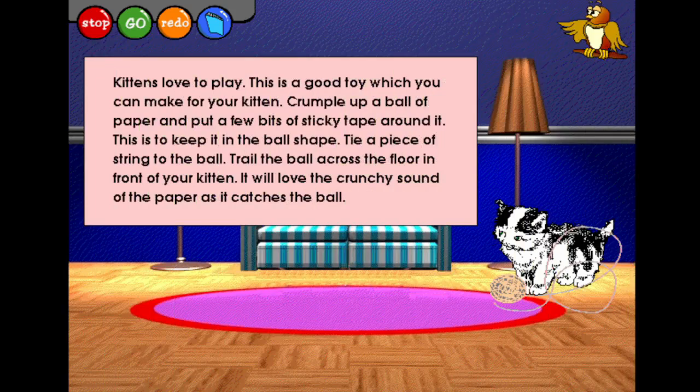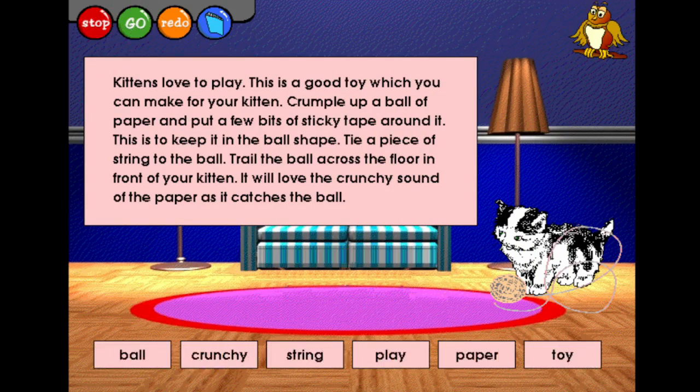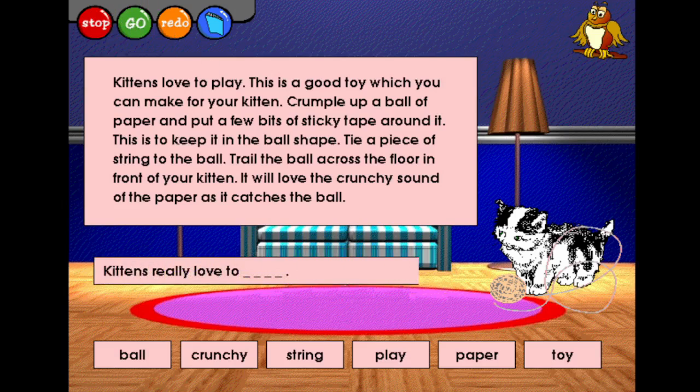Read this information about kittens. Click on the book to have it read. Read these words in your mind. Click. Read each sentence in your mind.